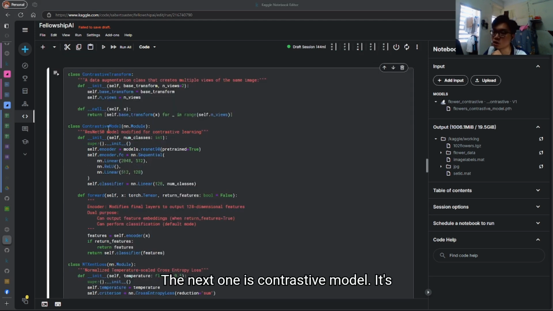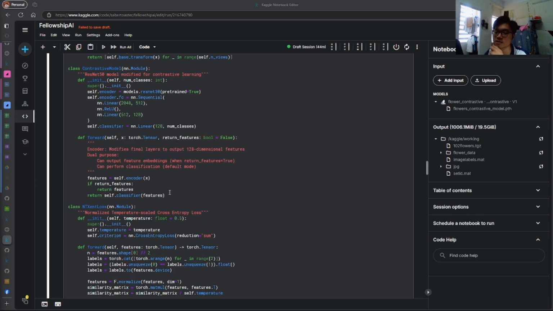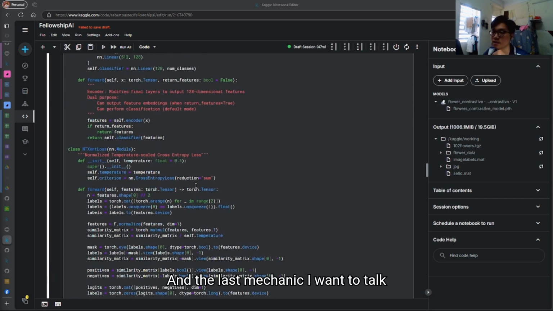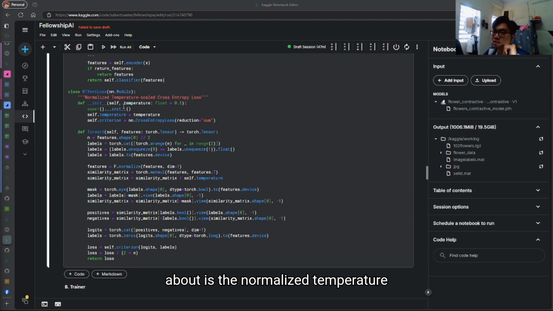And the next one is the contrastive model. It's the ResNet 50 model, but modified for contrastive learning. The encoder's purpose is to modify the final layers to output 128-dimensional features. It has two purposes. It can output feature embeddings when the feature flag is set, and otherwise it can perform classification in the default mode. And the last mechanic I want to talk about is the normalized temperature-scaled cross entropy loss.